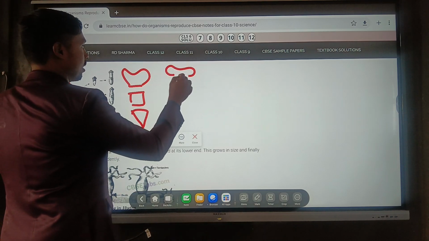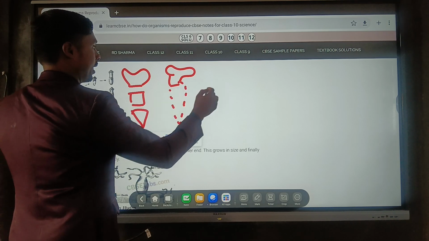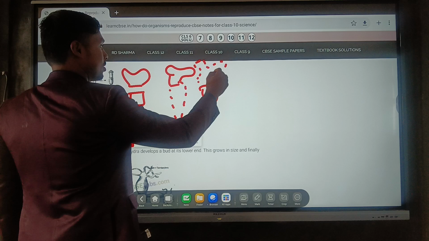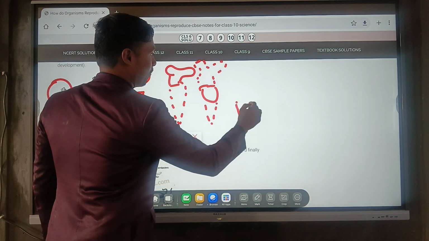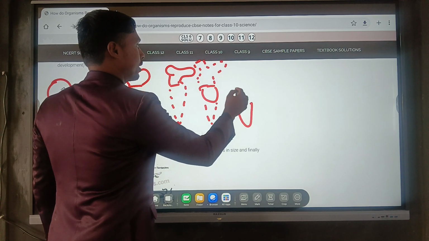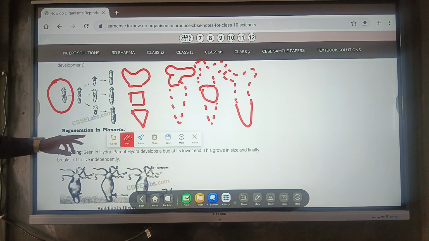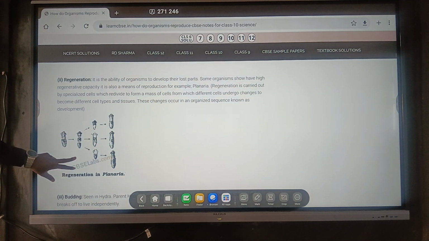So here the head part is available, and the head part develops into the overall body. When the mid part is available, the rest of the body is not available, so it will grow. When only the tail part is available, the mid part and head part are not available, so they will grow. So what is this called? Regeneration in planaria. Planaria is the best example of regeneration. I hope you understand regeneration.